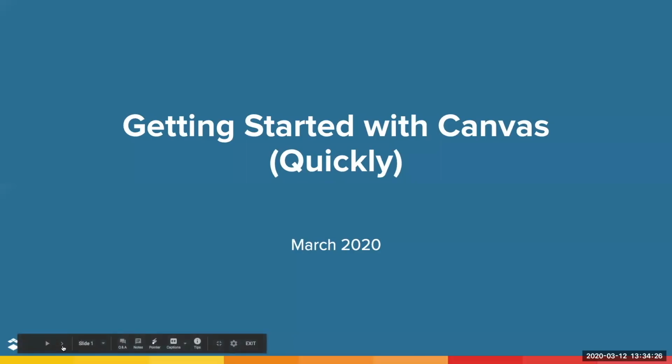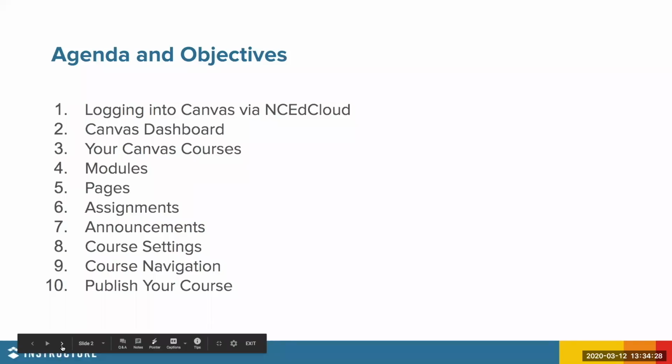So first of all, I want to tell you how to log in, and then we're going to look at your Canvas dashboard, where to find your courses, talk about creating a few things, including modules, pages, assignments, and announcements, then adjusting some of your course settings and navigation for optimization, and then finally publishing your course.